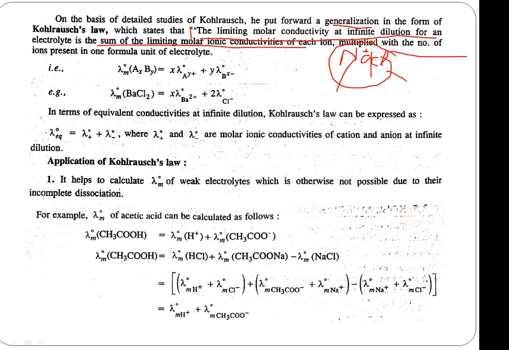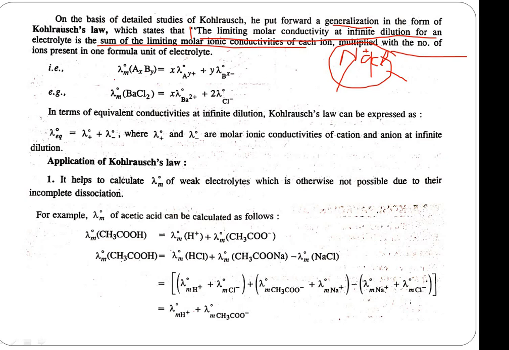लेकिन ये जनरलाइजेशन कब पॉसिबल है? When the conductivity is measured under the conditions of infinite dilution. So the limiting molar conductivity at infinite dilution for an electrolyte is the sum of limiting molar conductivities of each ion. ठीक, अब कैसे पता चलेगा?